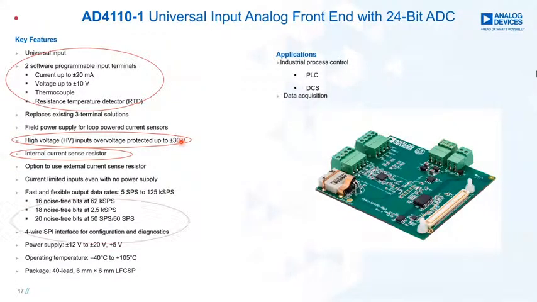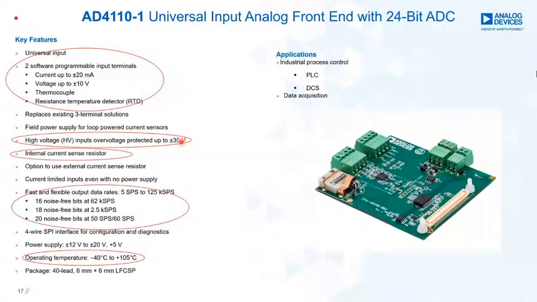And the part offers a very good throughput rate. It goes all the way up to 60 kSPS with 16 noise-free bits. And at 50-60 samples per second, you get 20 noise-free bits, which is very, very good in industrial designs. And the part is offered in a temperature range of minus 40 degrees C to plus 105 degrees C.